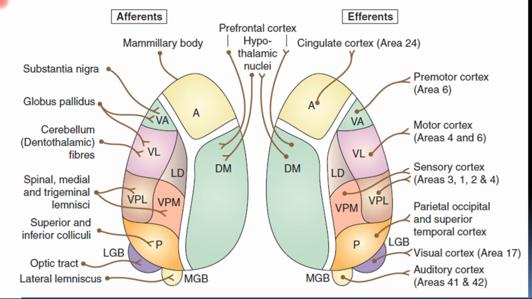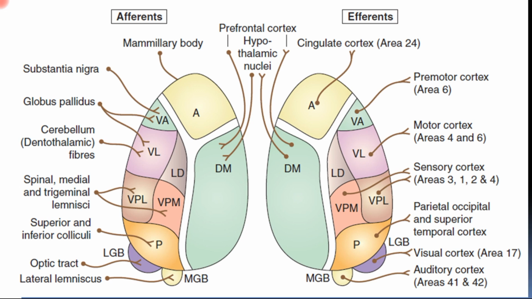Here in this diagram different nuclei are shown with their afferent and efferent pathways. Afferent means they are receiving signals from which part of the body or brain, and efferent means that nucleus is sending signals to which part of the brain. So we will study these afferent and efferent connections of the thalamus one by one on the basis of the functional classification of the nuclei.